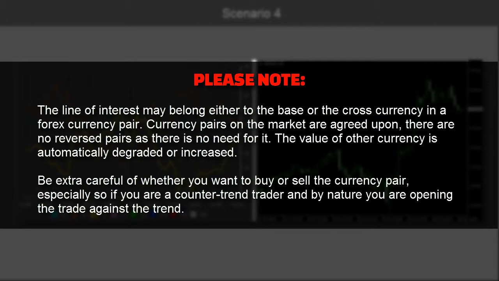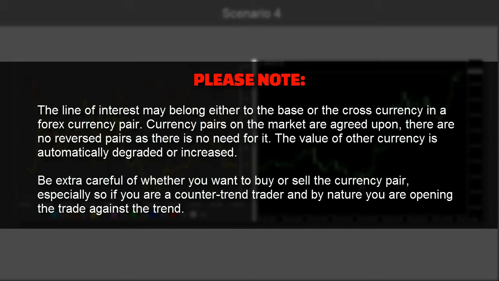The line of interest may belong either to the base or the cross currency in a Forex currency pair. Currency pairs on the market are agreed upon. There are no reversed pairs as there is no need for it. The value of the other currency is automatically degraded or increased. Be extra careful whether you want to buy or sell the currency pair, especially if you are a counter-trend trader and by nature you are opening the trade against the trend.